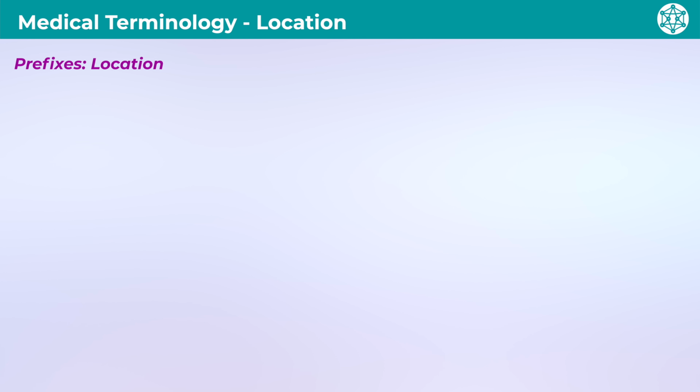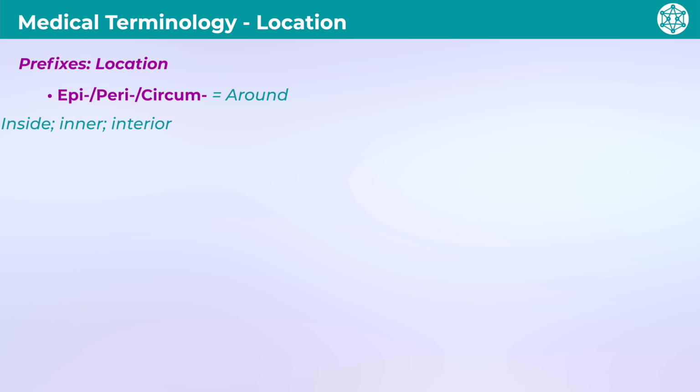For prefixes about location, we've got epi, peri, and circum. These all just mean around the location, or around the object. So you can think of perimeter, circumference. With epicenter, you're kind of around the center. Now the other one is endo or intra. They mean pretty much the same thing. That just means inside, inner, or interior. For these, you can think of intracellular or endocrine as examples.